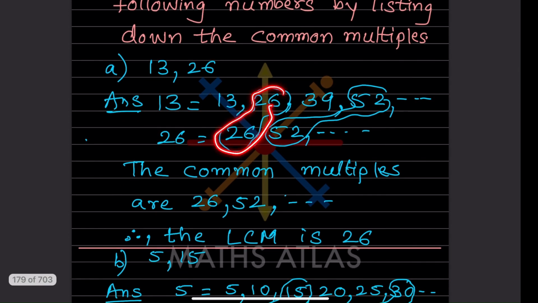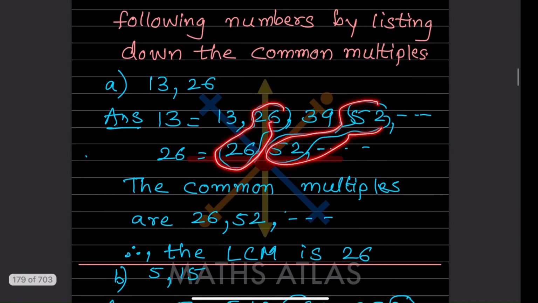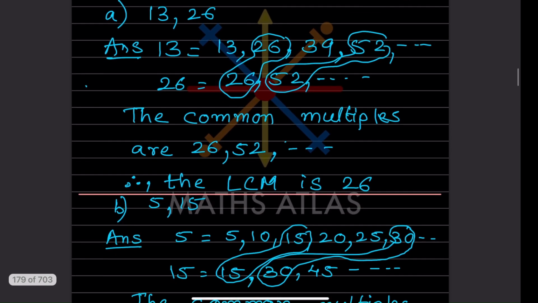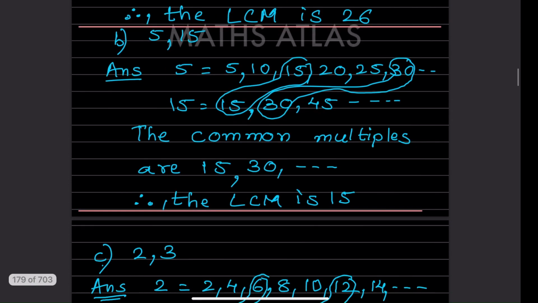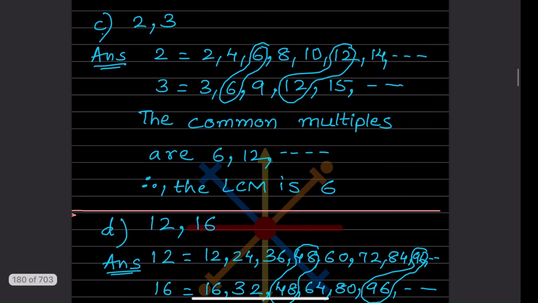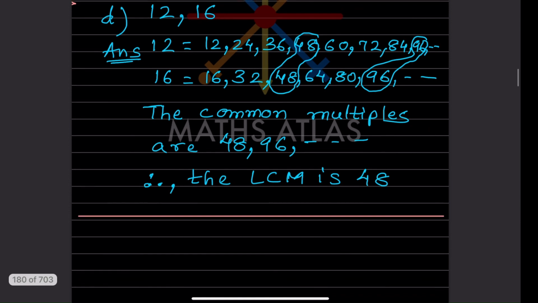This 26 is common, 52 is common. Because we want the LCM, what are we going to see? The common ones are 26 and 52, so we take the smallest number, which is 26. Now again for 5 and 15: 5, 10, 15. So these are the commons. For the LCM you take the smallest one, that is 15. Same here, so you will take 6.